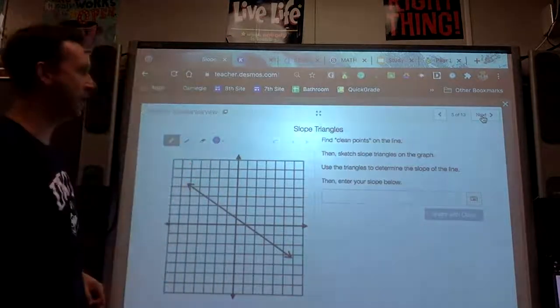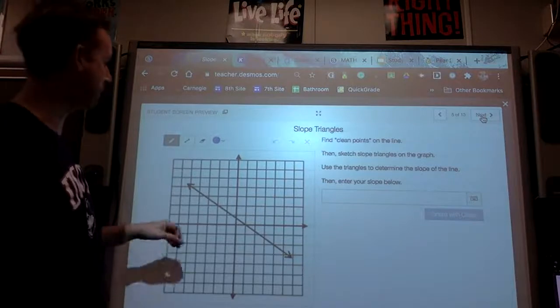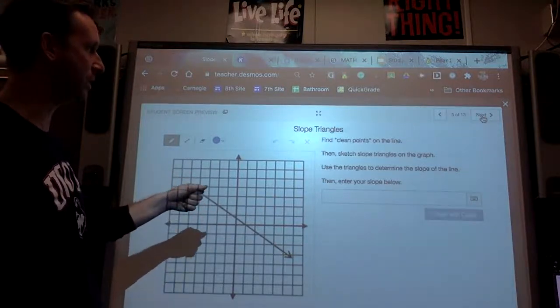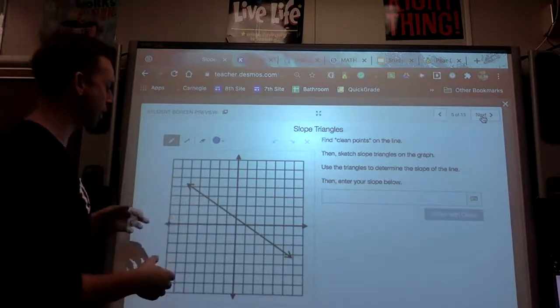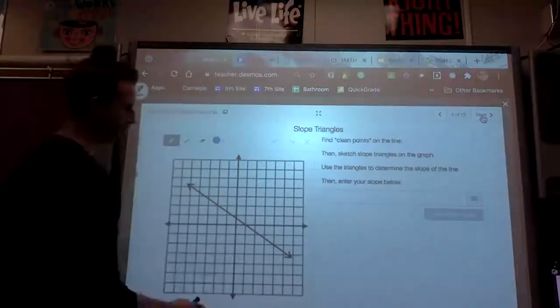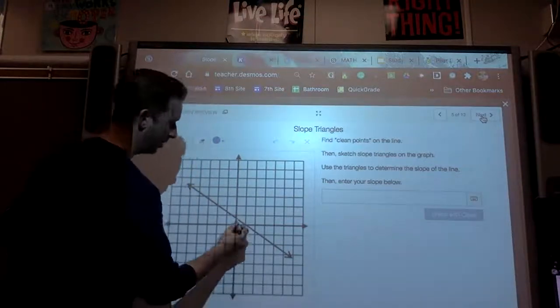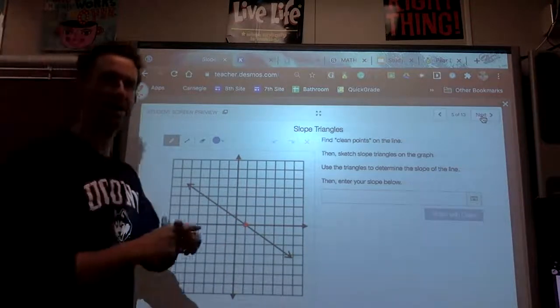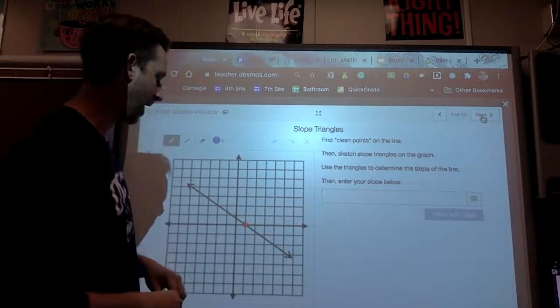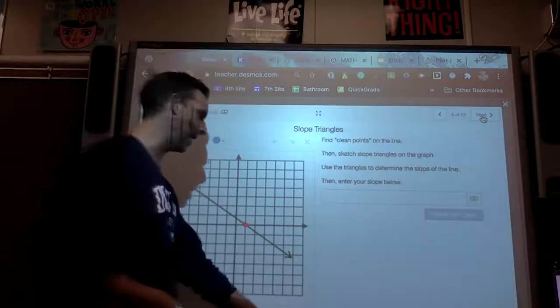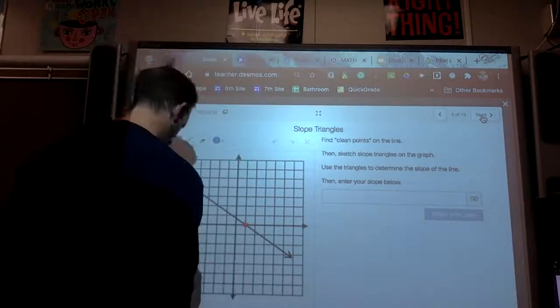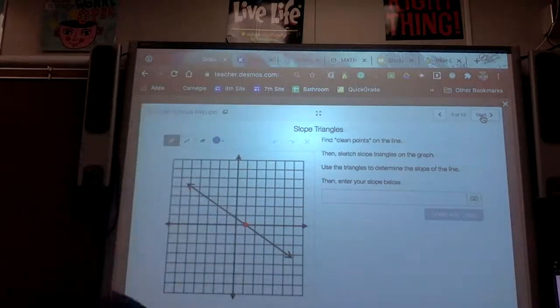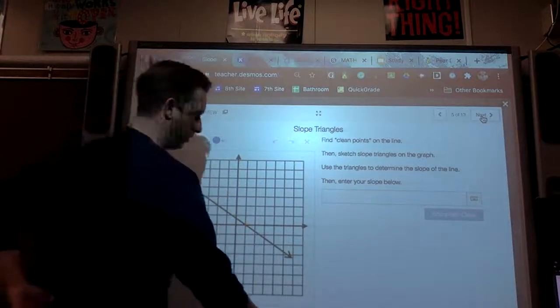Number 5, again, when we talk about finding clean points, I've given you a line here. You've got to find a clean point, which is a point that crosses a line perfectly. So I'll give you an example. This would be an example of a clean point because it falls right on an X and Y grid axis. All right, there's no in between for that. So if I find 2 of those, I'm going to be able to find the slope of that line.